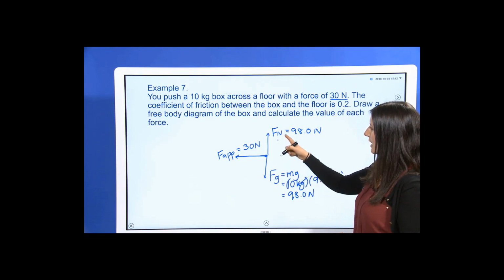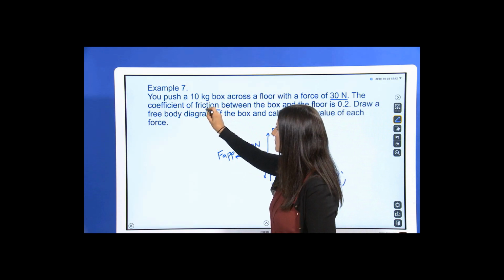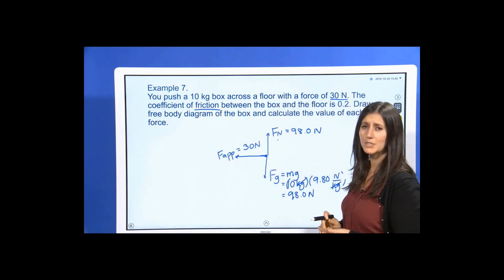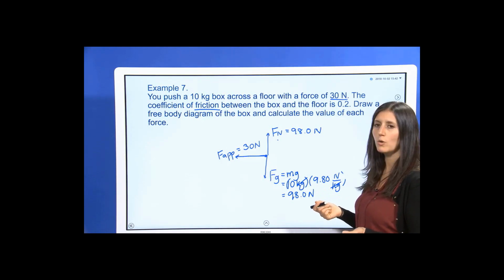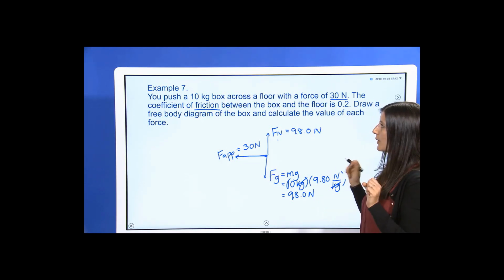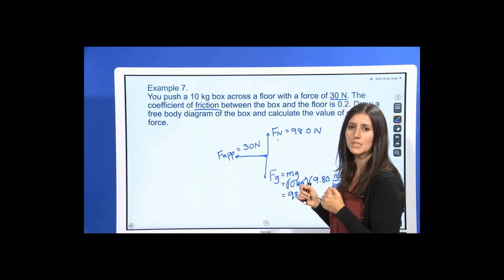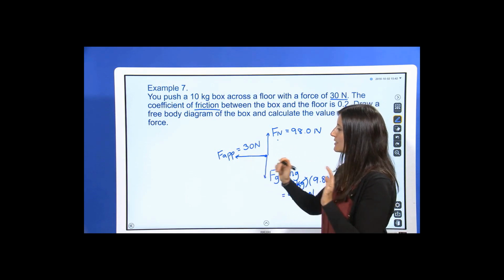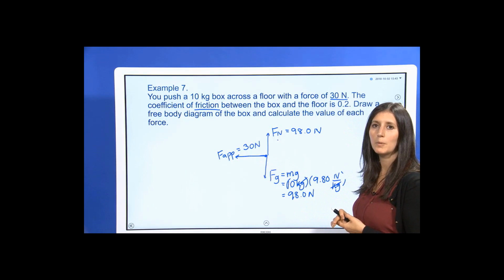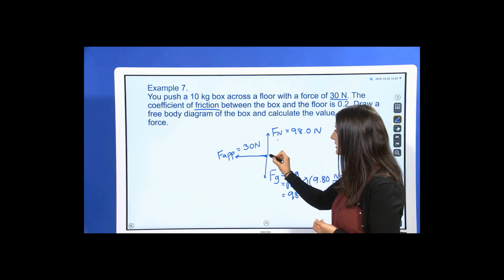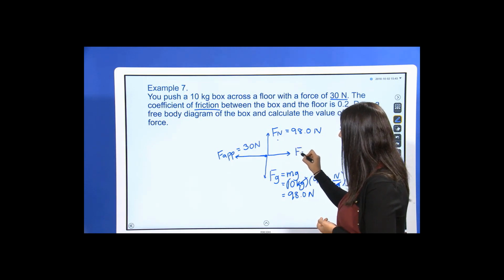So now I have my force of gravity, my normal force, my applied force, and there is mention of friction in the question. So since friction is mentioned, I need to consider it. And friction always opposes the motion. So I'm pushing the box in this direction, so I chose to draw that it's pushing to the left. So my box is moving to the left. Then the force of friction opposes the motion, so it would be going to the right. This is my force of friction.